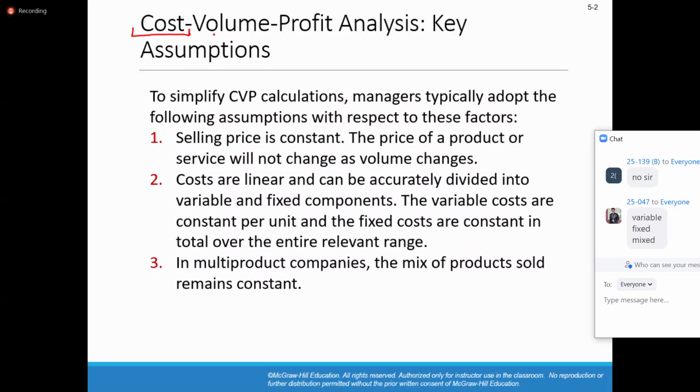Okay, what I was saying is, what are the components in this analysis? Under the cost heading, there are two components. One is fixed cost, and the other is variable cost. These are the cost components. And what are the other components? We have the volume, the volume of activity.